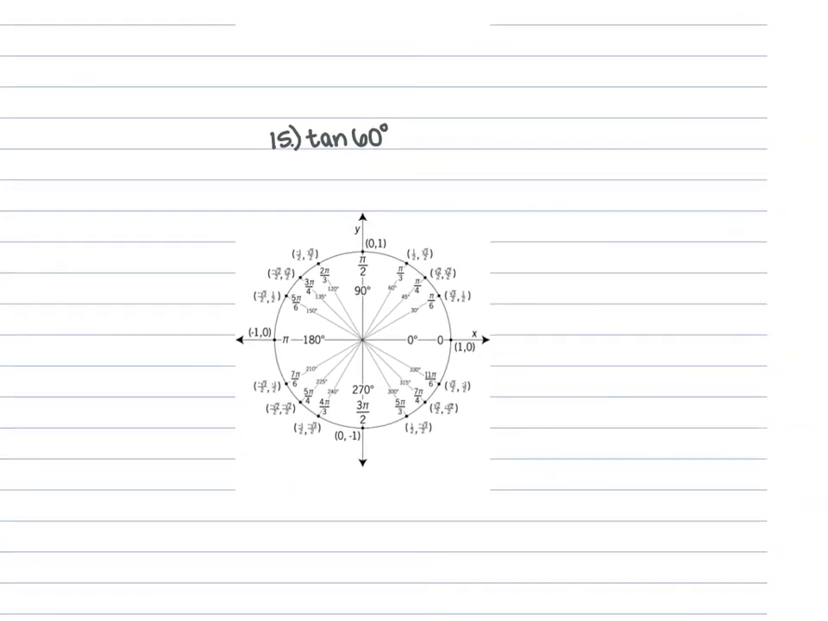For 15, we have tangent 60 degrees. So the 60 degrees is here. So we are going to use the 1/2 comma square root 3 over 2. So we are going to do the square root of 3 over 2 divided by 1/2. Keep, change, flip. Square root of 3 over 2 times 2 over 1. These 2's are going to cancel, and this is just going to leave us with the square root of 3 over 1, or the square root of 3.